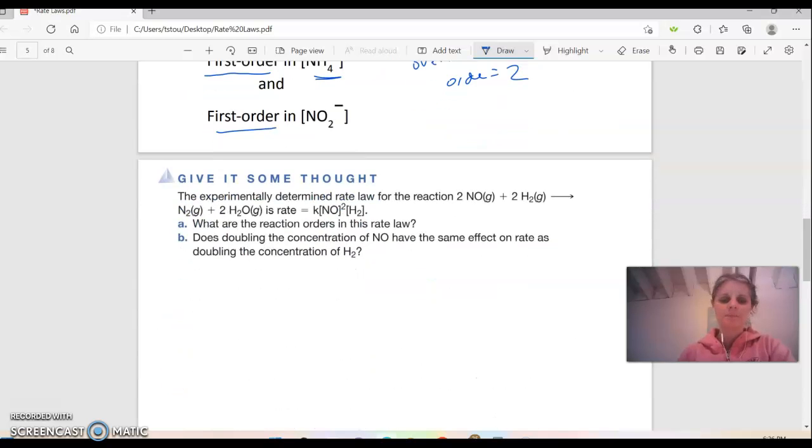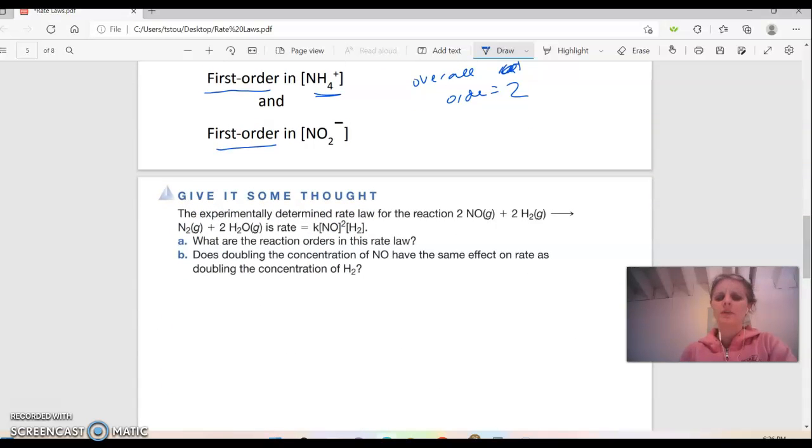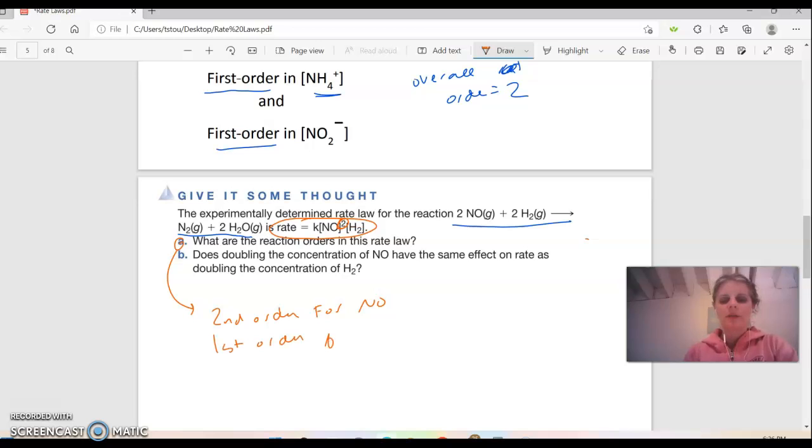Let's do a practice problem right here. The experimentally determined rate law for the reaction. Here's the reaction. At this point, it's really not that useful to us. It's just a reaction, but the rate law is important. It says, what are the reaction orders of this rate law? That would mean it is second order for NO, and I know that because it's got that mini 2 right there. And it's first order for H2 because there's a mini 1 there. Overall, it's going to be a third order reaction because 2 plus 1 makes 3. That would be my answer to number 1.